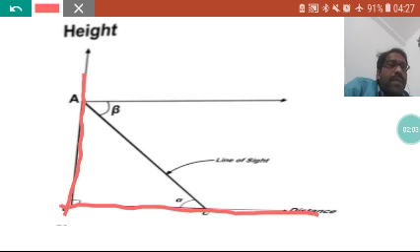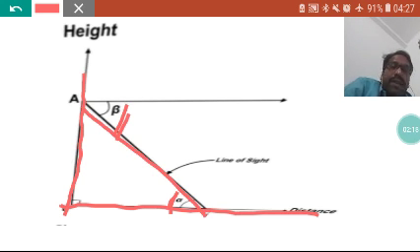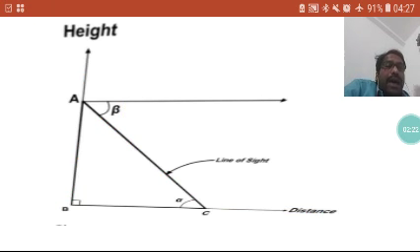Then some angles are also formed there. You may be seeing alpha and beta. These are called the angle of elevation and the angle of depression. I'll explain that in the next slides. And this is the line of sight, which I am also going to explain. Before that, understand nicely: height means the vertical direction, distance means the horizontal direction. Two things mainly we have to find.